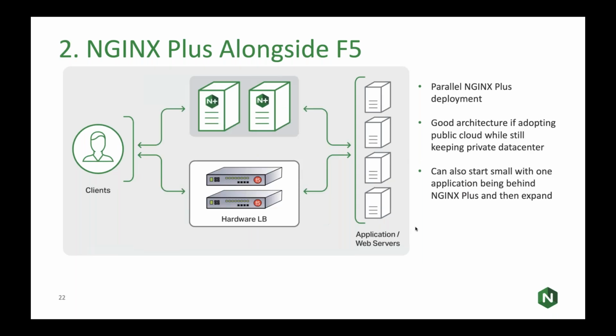The next option we see is people deploying NGINX Plus parallel to the F5. And this can be a pretty good architecture if you're starting to adopt public cloud while still keeping that private data center available. So you'll find that people start to move some of their services up to the cloud and may start to use the NGINX Plus as load balancing those applications.